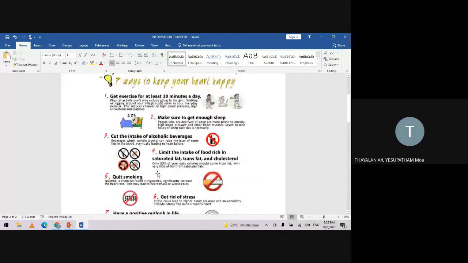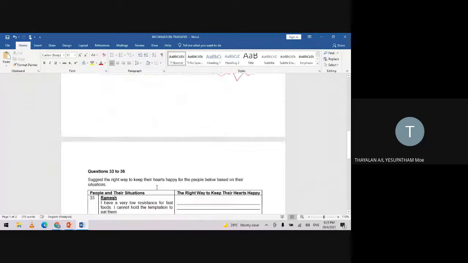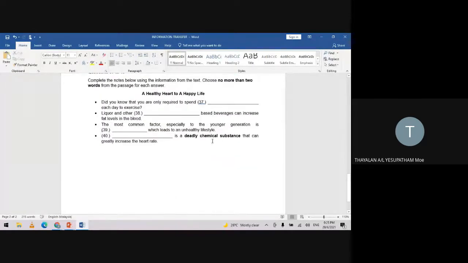So you've got to see. Now, alcohol, does it increase heart rate? It doesn't. But what does? If you were to look at quit smoking, nicotine, a chemical found in cigarettes, significantly increases the heart rate. This may lead to heart attack or worse cases. So it's deadly, right? That is why a deadly chemical substance.